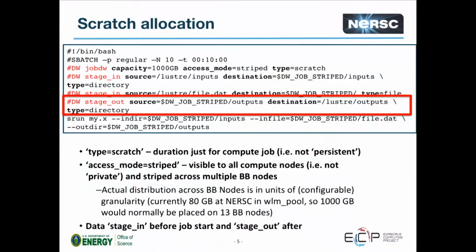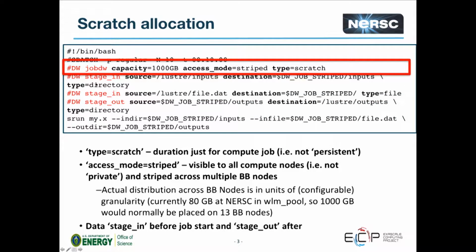So there are several things we should notice in order to use burst buffer. First, change your existing batch script to add several lines to specify the resources. Most importantly, you need to tell DataWarp how much space you will need by specifying the capacity, and the access mode, where the default recommended is striped, and the type is scratch.